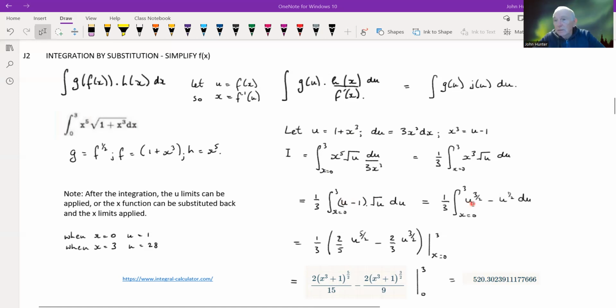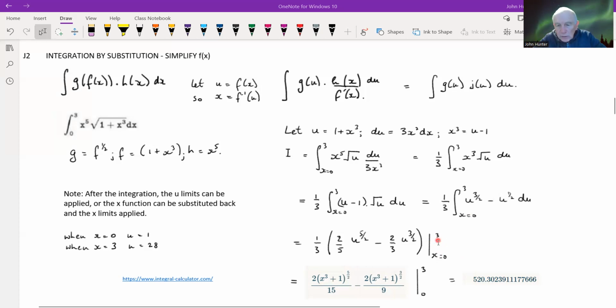We had a stroke of luck here, haven't we? u to the power of 3 over 2 minus u to the power of a half du, and we integrate that, and we get this expression. This is just the power rule that we're using here. And okay, so that is the result. We've still got to evaluate between x equals 0 and 3.